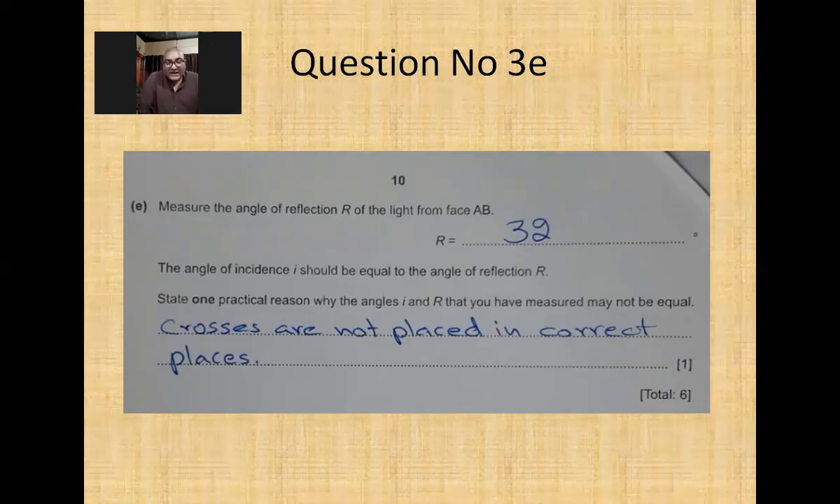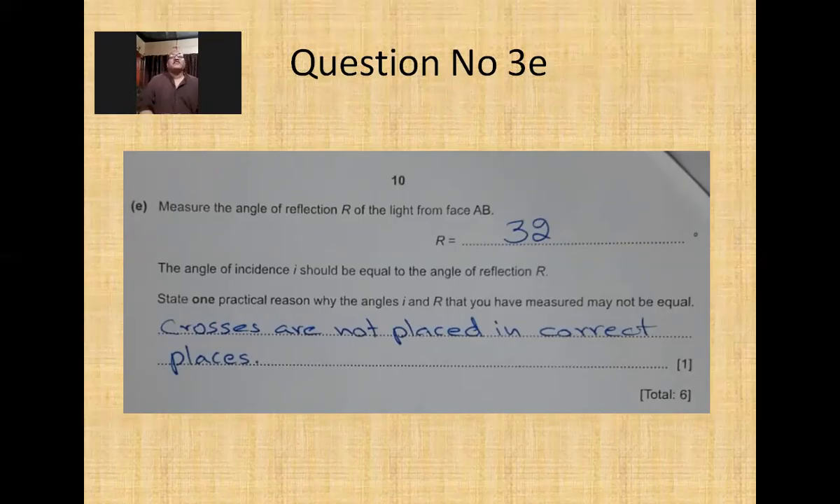When I measured it, it was 32 degrees. The angle of incidence I should be equal to the angle of reflection R. That's the law of reflection. The angle of incidence and the angle of reflection should be equal, but our angle of incidence is 35 while our angle of reflection is coming out to be 32. So there is some mistake.